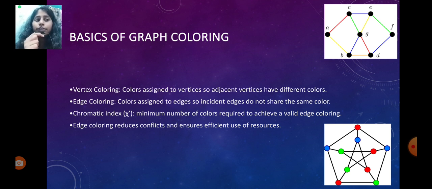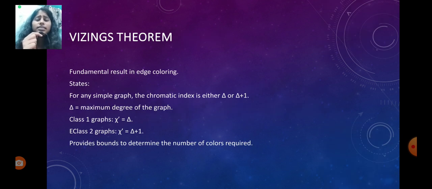So now let's get into another slide. This slide contains Vizing's theorem. What is Vizing's theorem? It is one of the fundamental results in edge coloring. This theorem states that for any simple graph, the chromatic index is Delta or Delta plus 1. So what is Delta? Delta is nothing but the maximum degree of a vertex. For a complete graph of n vertices, the highest degree is n minus 1. So Delta represents the highest degree of a graph.